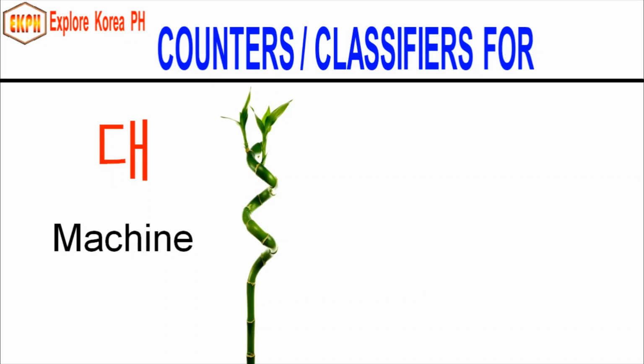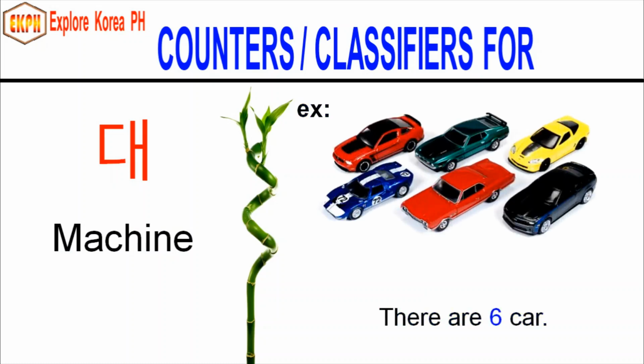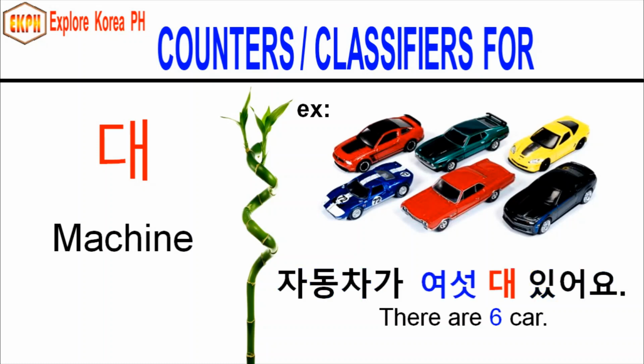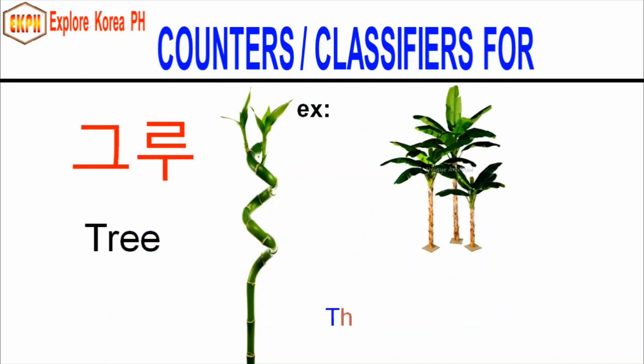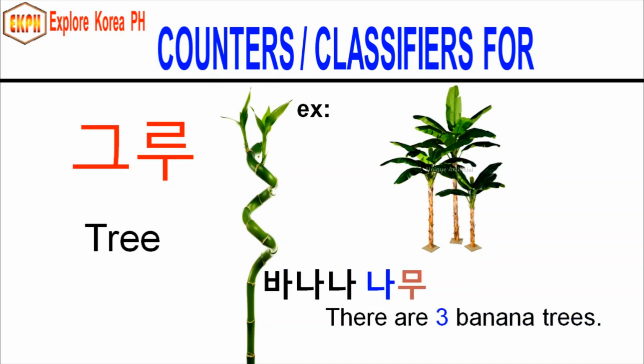Dae for the machine. So example dito ay mga car, ganyan, or mga washing machine. There are 6 cars. 자동차가 6대 있어요. So, gru for the trees or yung mga nabubuhay na halaman. There are 3 banana trees. Okay, 바나나 나무 세 그루 있어요. So, banana tree is 바나나 나무.